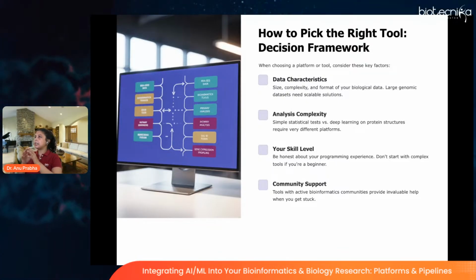However, it should not be the tool that guides you on what to use.